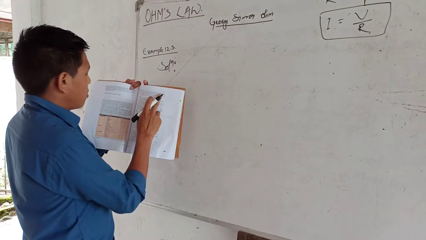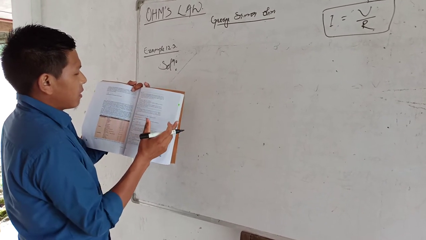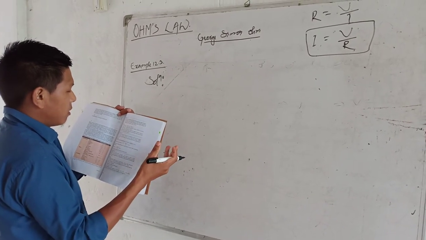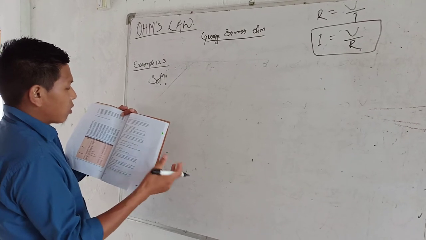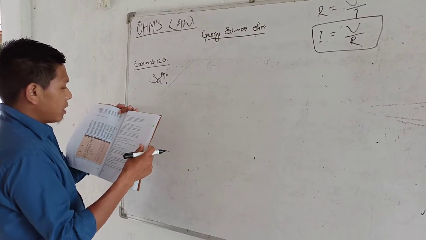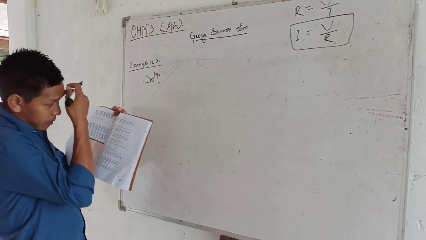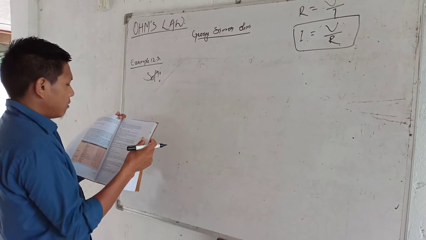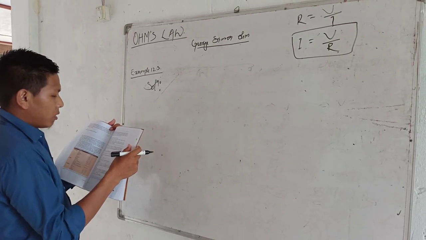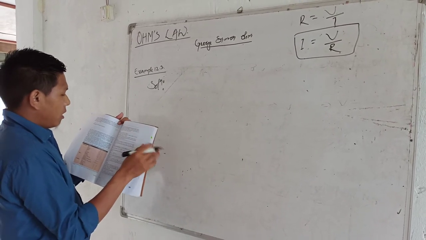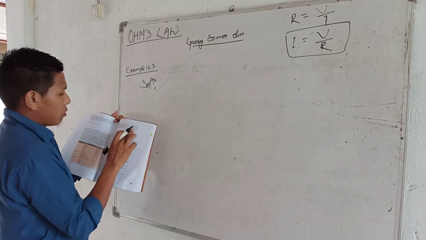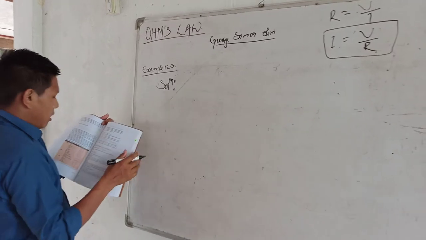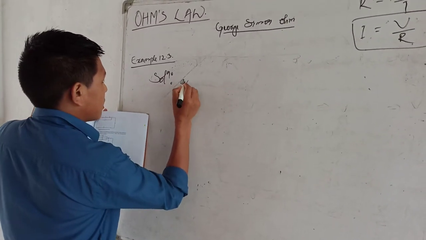220 volt source, we apply an electric bulb to a 220 volt source. How much current will it draw? If the resistance of the bulb filament is 1200 ohm. How much current will an electric heater coil draw from a 220 volt source if the resistance of the heater coil is 100 ohm? So number A first.